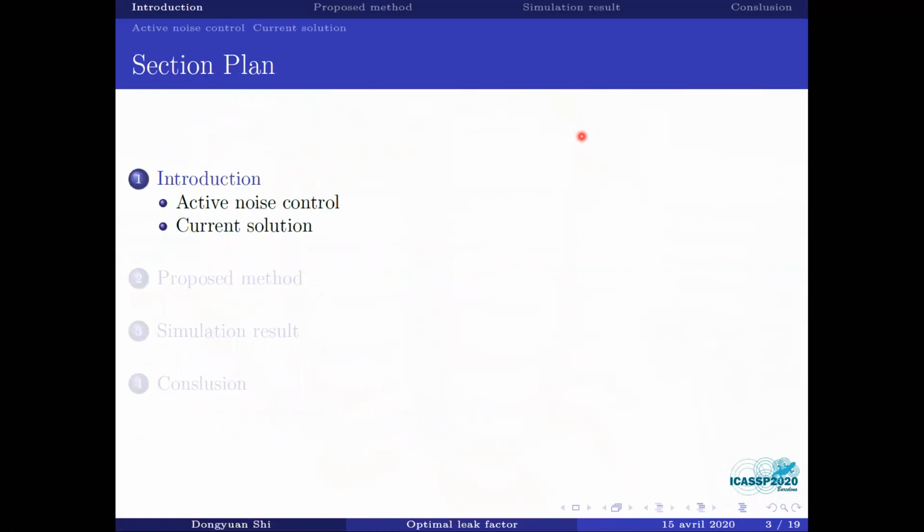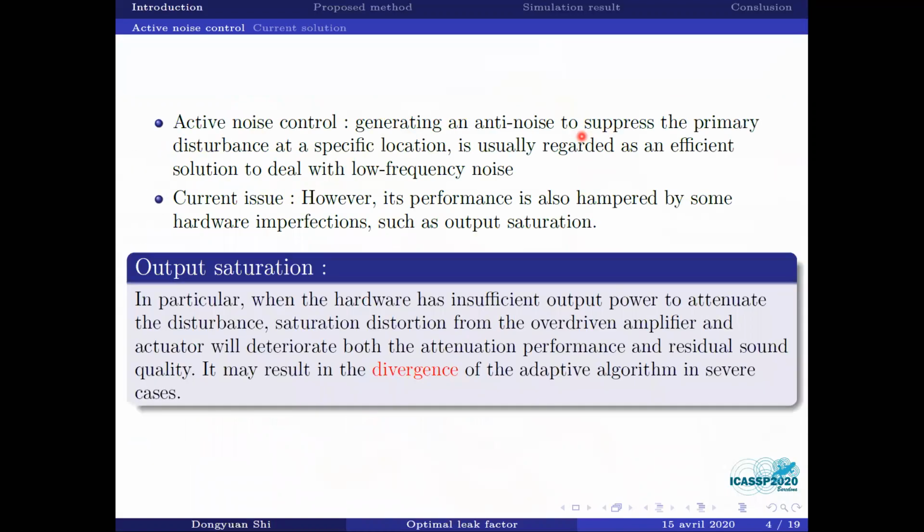So what is active noise control? Active noise control is a technique which uses a secondary source generating an anti-noise to suppress the primary disturbance at a specific location. It's usually regarded as an efficient solution to deal with low-frequency noise. However, its performance is also hampered by some hardware imperfections, such as output saturation.